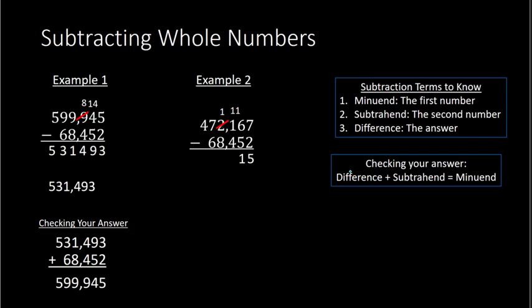So now we have a 1 in front of the 1. That takes me to 11. So now I have 11 minus 4 in the hundreds place. So 11 minus 4 is 7.